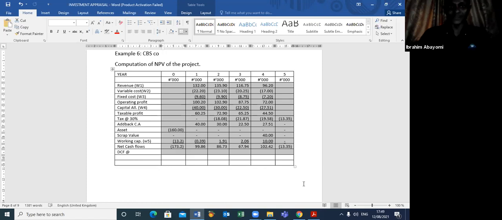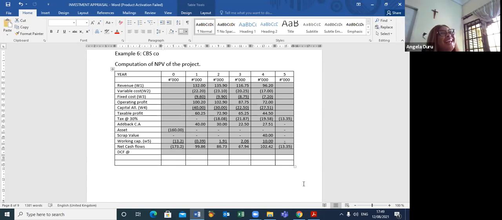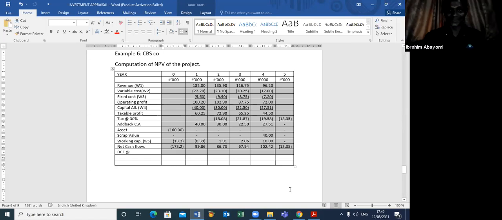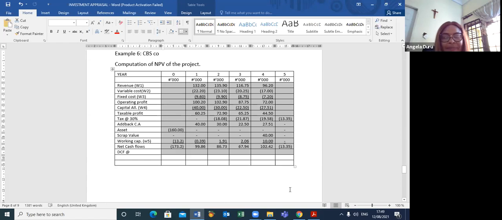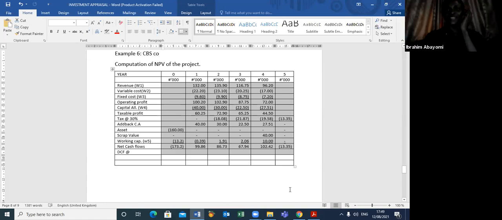So what discount rate do we need to discount them? What discount rate do we need? Mrs. Angela, you are reading from your notes. I catch you. Cost of capital, that is 7.7%. Okay, that's 7.7%. Is it real or nominal?